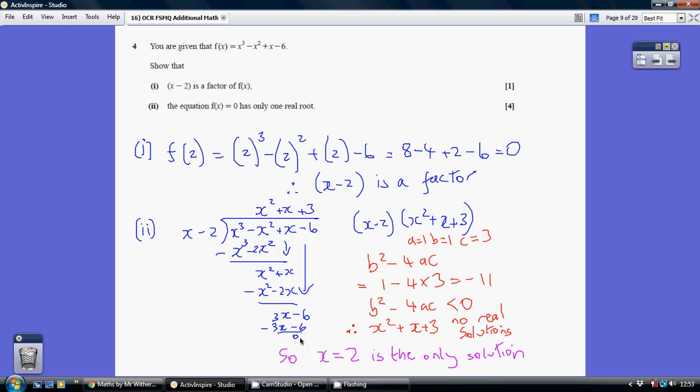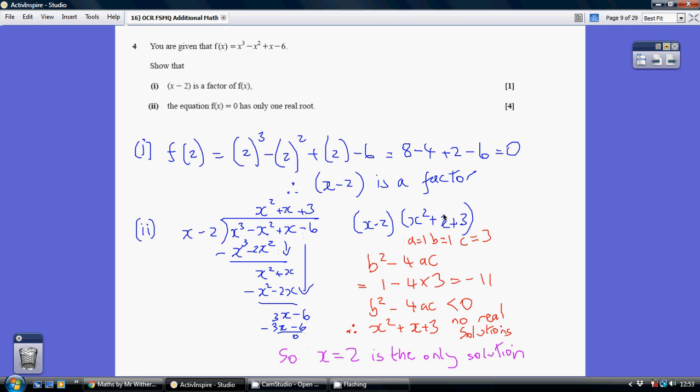And we're expecting no remainder because x minus 2 is a factor. So basically we're saying this divided by this equals this. Or in other words, this times this equals this. So we can set our cubic as being this times this. So at this point we've partially factorized.